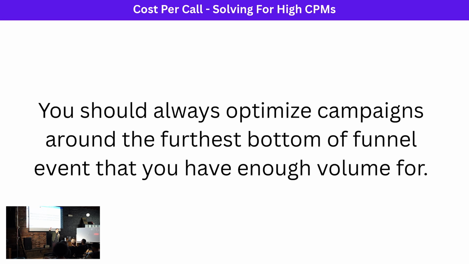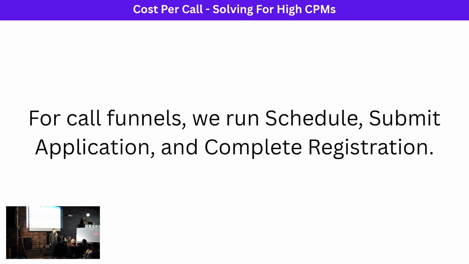So rule of thumb, you should always optimize campaigns around the furthest bottom of funnel event that you have enough volume for. So for call funnels, we optimize around schedule, submit application, complete registration typically. We'll start with schedule, and then we'll split test submit application and complete registration. We can do other things too, like optimize around showing up to the call, that's a custom conversion event, or MQL.